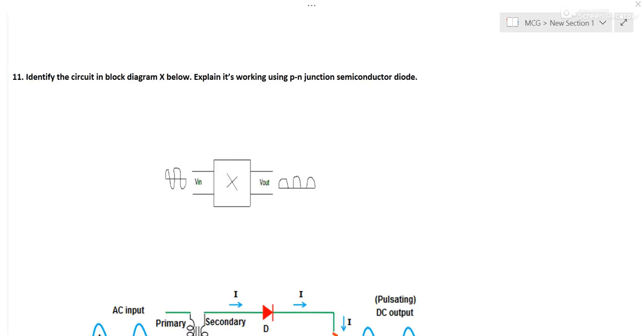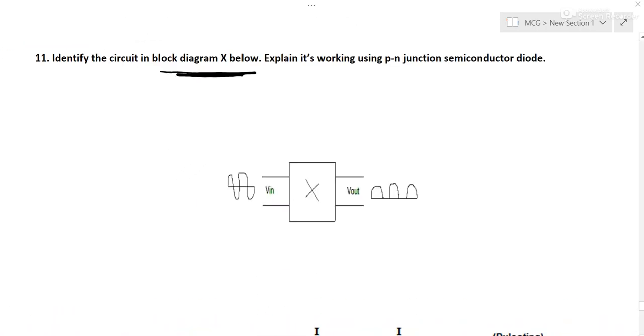So let's see question number 11, which is identify the circuit in the block diagram X below. You can see this diagram. We have to identify what is this, what is X. We can see this is full wave like this, and here we are getting only half wave. So which equipment are they going through? It must be a half wave rectifier. So here is a half wave rectifier.